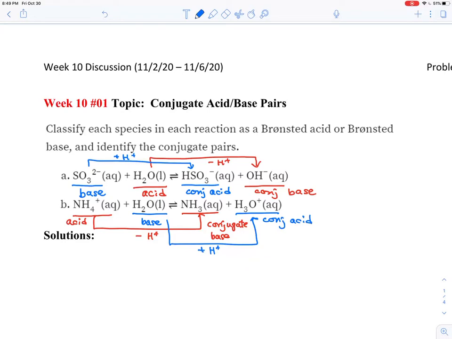Okay, so you can really see that the Bronsted acid is essentially a donor, so you're looking for something that is losing the H plus, and the Bronsted base is essentially an H plus acceptor. Okay, thank you for your attention.